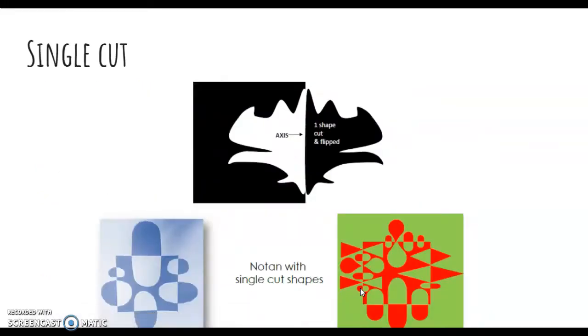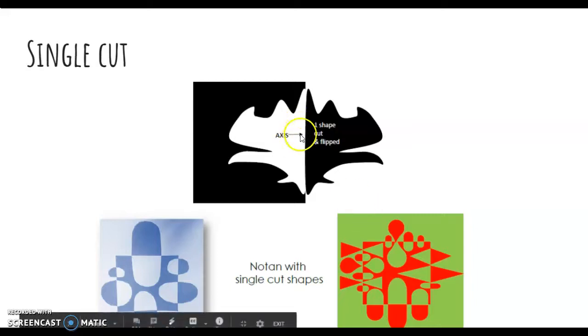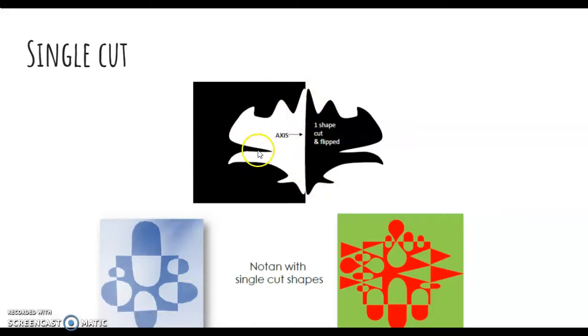We are making a triple cut notan, which means we are going to have three cuts on each side. If you look at this, you can see the axis here. This is where it's flipped. They've cut this piece out, and then it's flipped over like a pancake, and then it gets lined up right where it came from. You can see the same thing here. These are all single cuts.